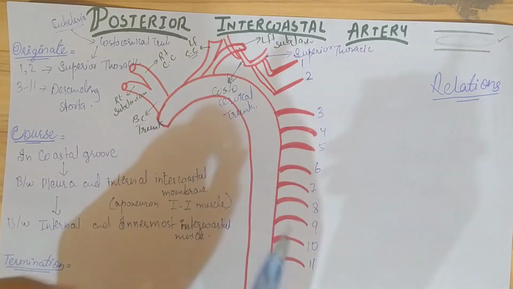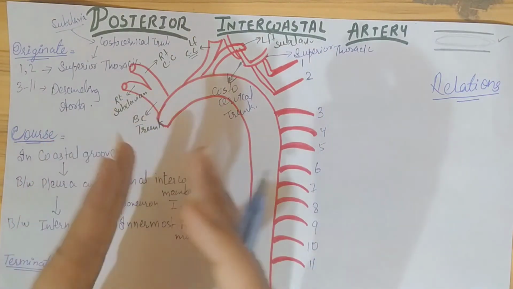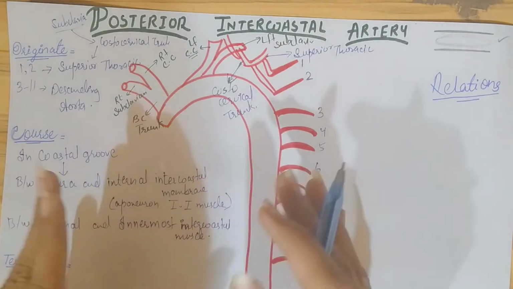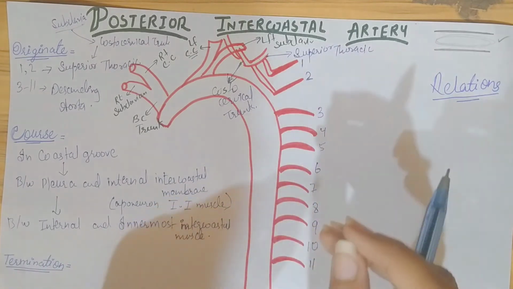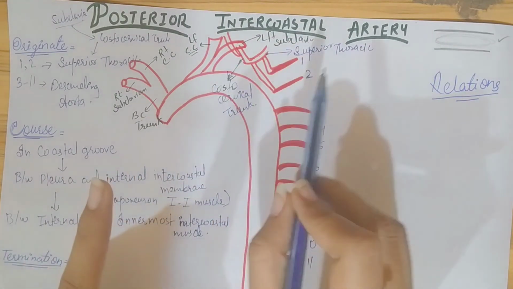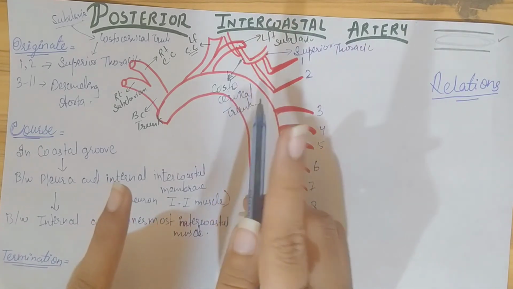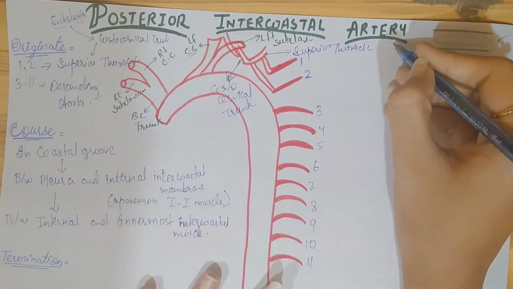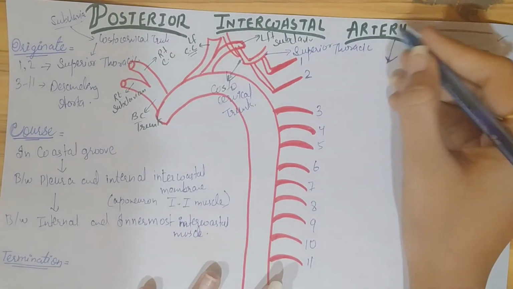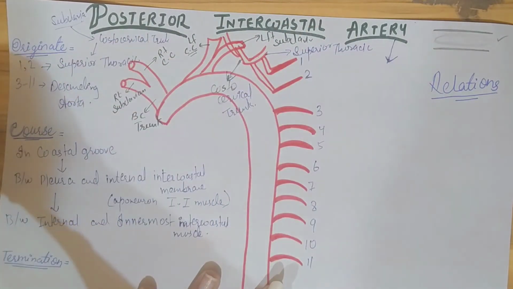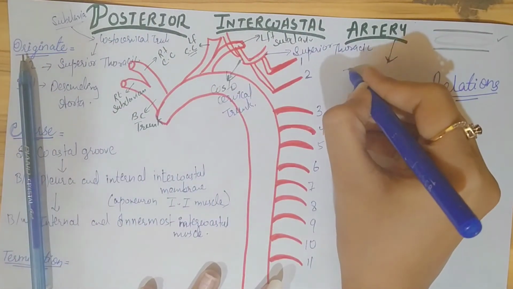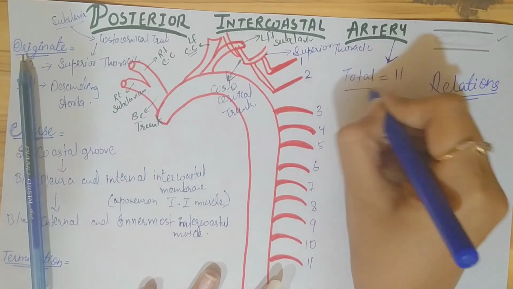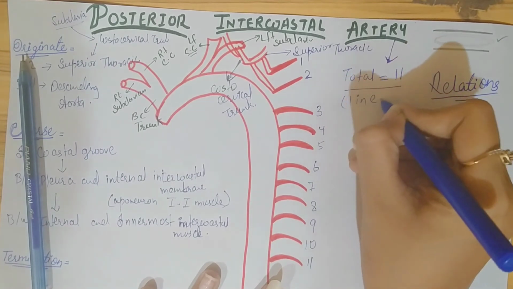When it reaches at the costochondral junction, it means the rib and the costal cartilage junction, it terminates by anastomosing with the anterior intercostal artery. There is one posterior intercostal artery in each space, but there are two anterior intercostal arteries in each space. So here I am writing about the posterior intercostal artery, that there are total 11 in number, one in each space.